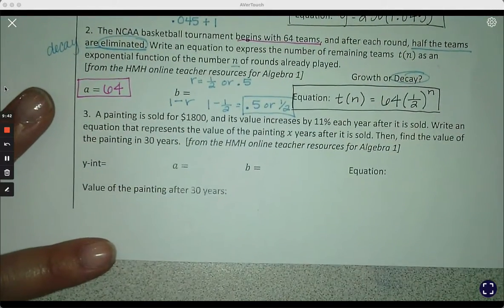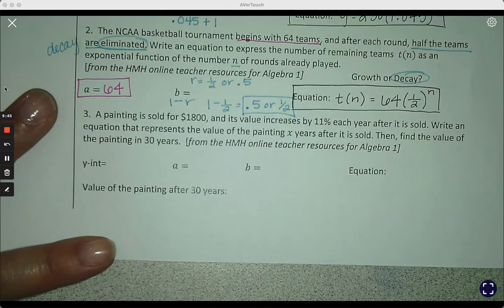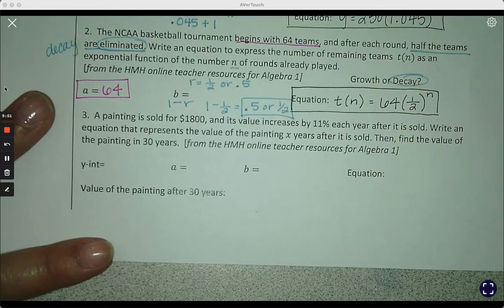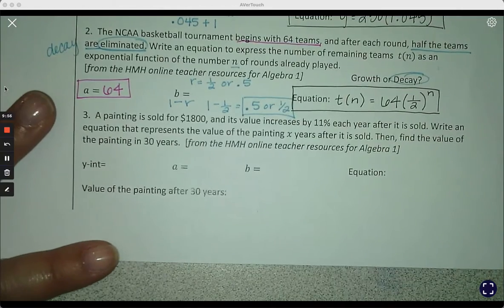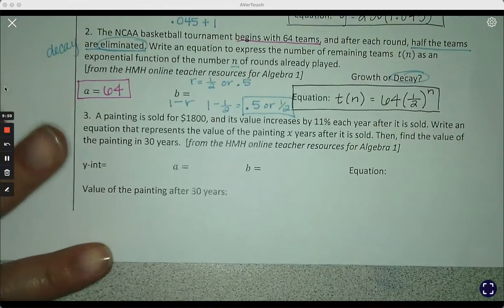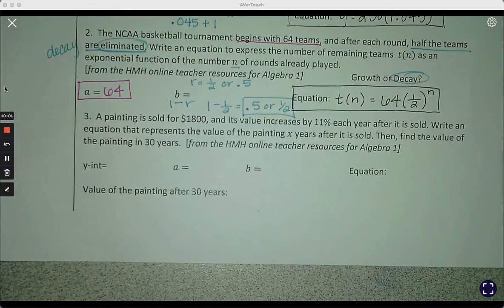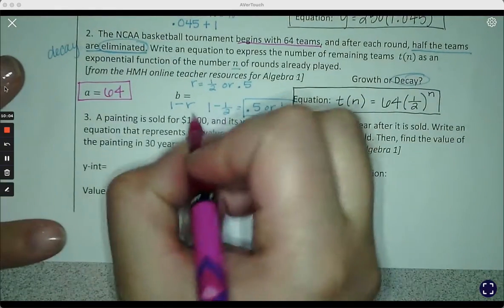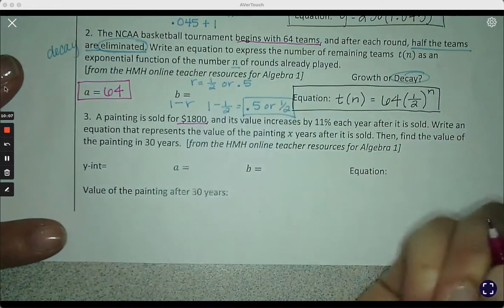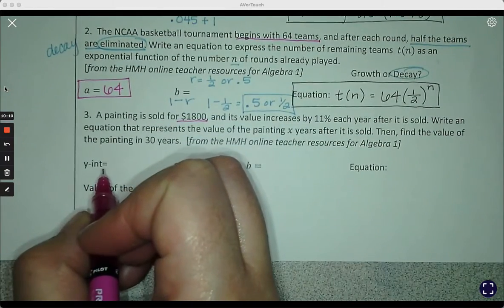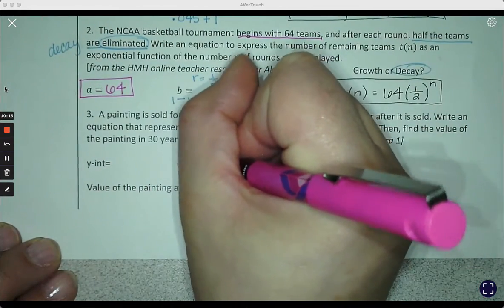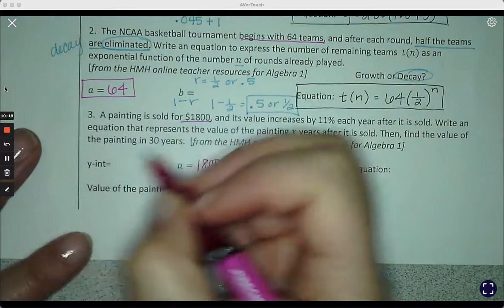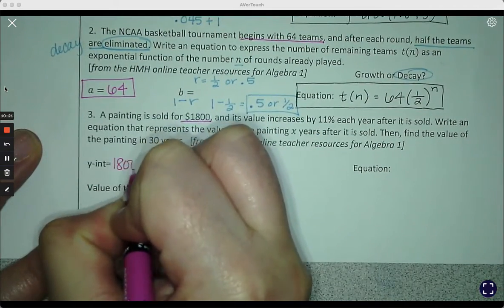A painting is sold for $1,800 and its value increases by 11% each year after it's sold. Write an equation that represents this. Then find the value of the painting in 30 years. Okay, so let me see if I can find my calculator. Boom. Okay, a painting is sold for $1,800. So there's my starting spot. So A is $1,800, and that's the same thing as the y-intercept, 1,800.